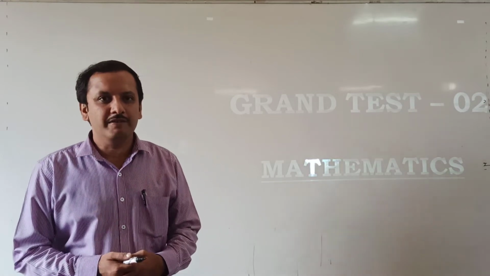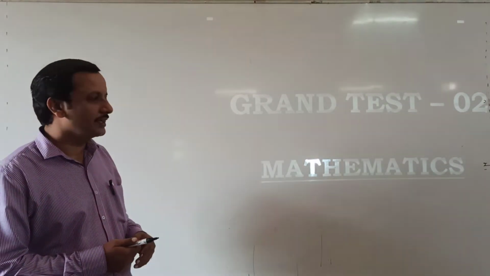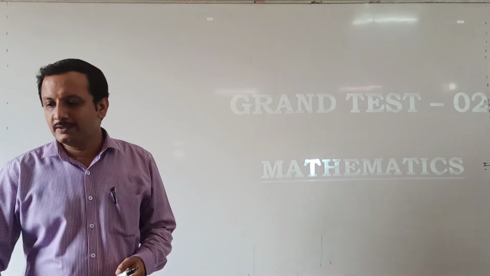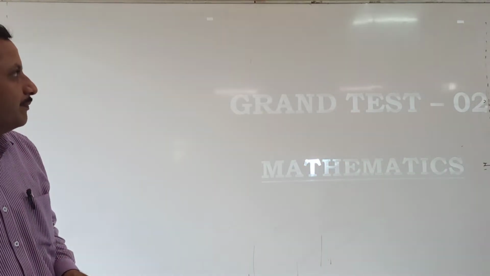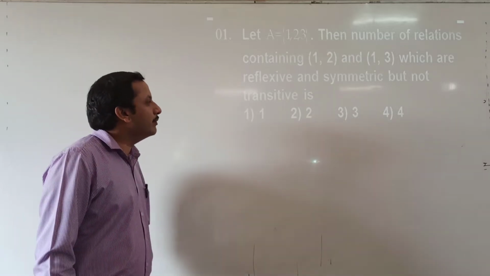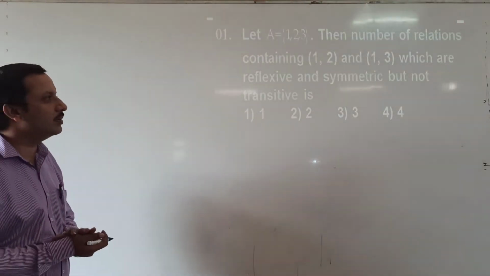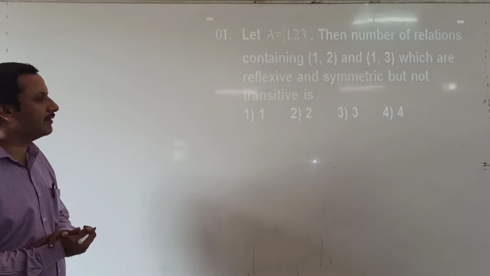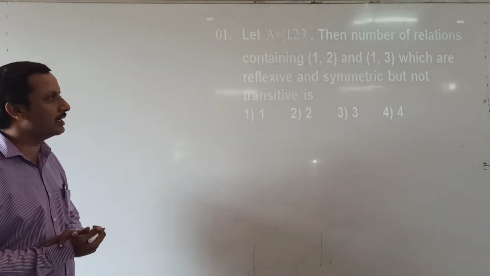Dear students, today we will discuss the questions of Grand Test 2. Let's look at the first question. Let A is equal to {1, 2, 3}. Then the number of relations containing (1, 2) and (1, 3) which are reflexive and symmetric but not transitive.